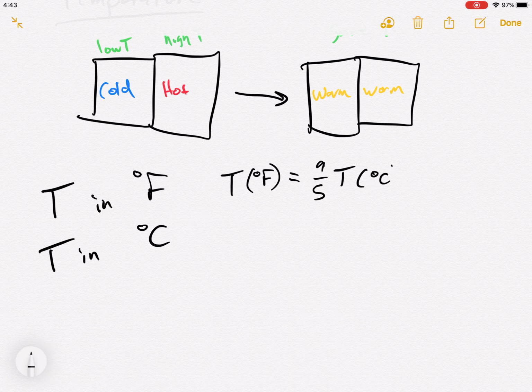plus 32. So let me talk about a couple things here. That 32 is in Fahrenheit. What does that 32 represent? It represents the difference in zero between these two.